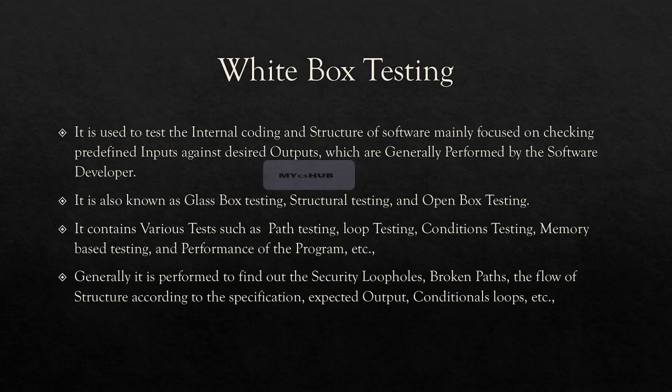It is also known as glass box testing, structural testing, and open box testing. It contains various tests such as path testing, loop testing, condition testing, memory-based testing, performance of the program, etc. Generally, it is performed to find out the security loopholes, broken paths, the flow of a structure according to the specifications, expected outputs, conditional loops, etc.